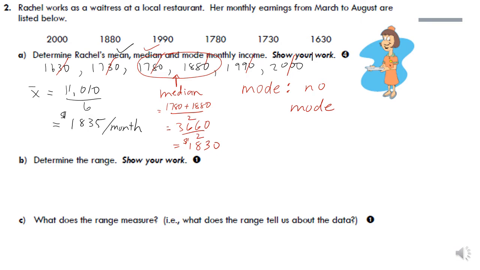Determine the range. That we did with our measures of spread note yesterday. Range is the simplest calculation you can do for how far apart your data are spread, and that's just your highest number, which in this case is 2000, subtract your lowest number, 1630, and we should get $370. What does the range measure? I just verbally said that. How spread apart the data is.